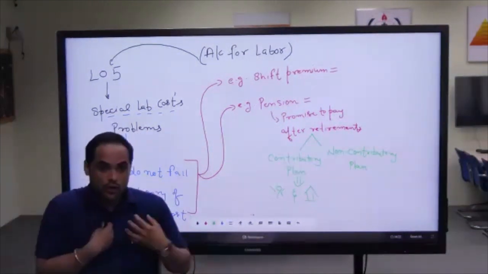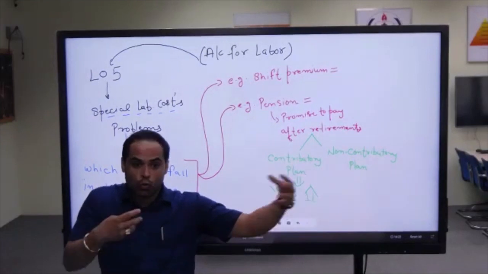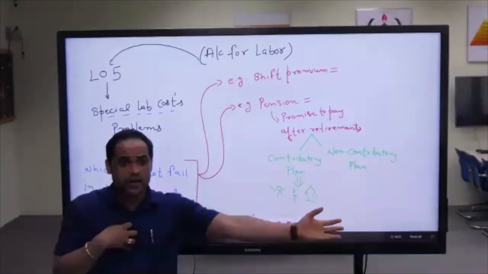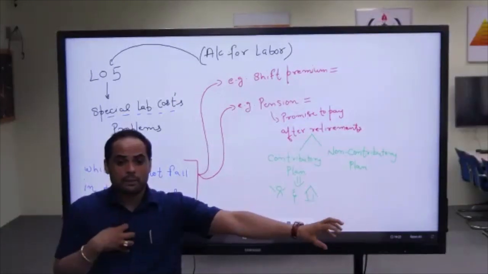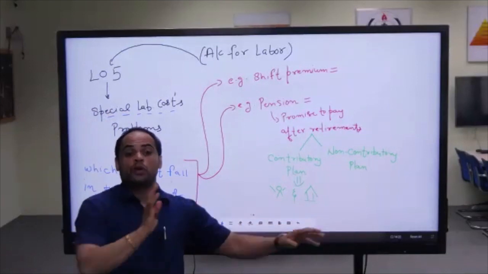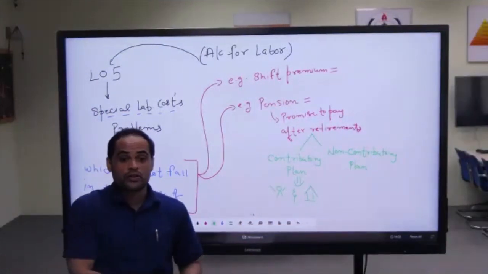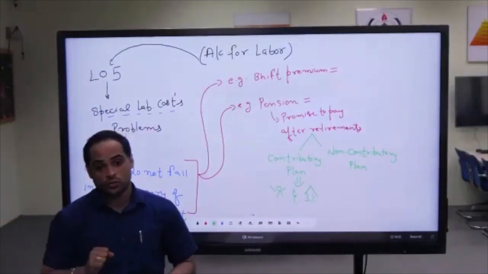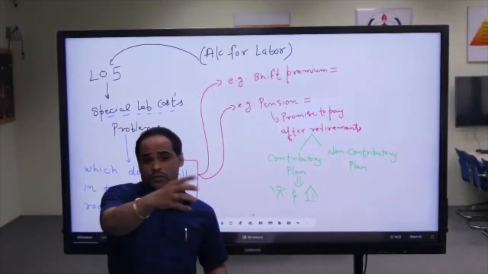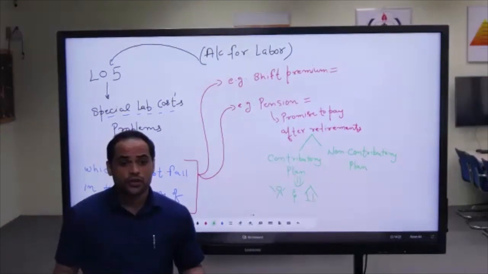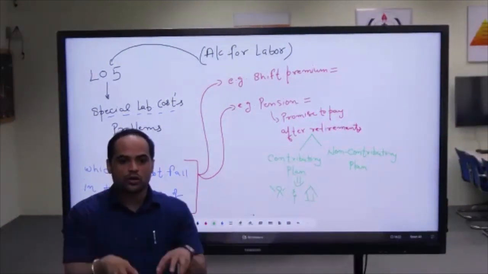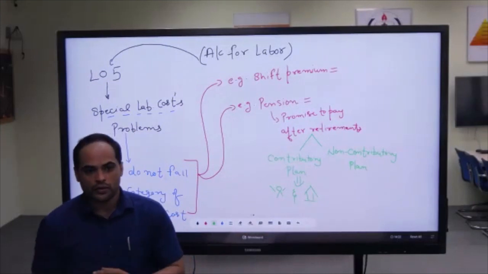So let's say I am contributing $1,000 in my pension, my company will also contribute 1,000. If I contribute 1,200, the company will also contribute 1,200. If I contribute 500, the company may contribute 500 too. So this is called a contributory plan. Both parties will contribute, employee and employer.